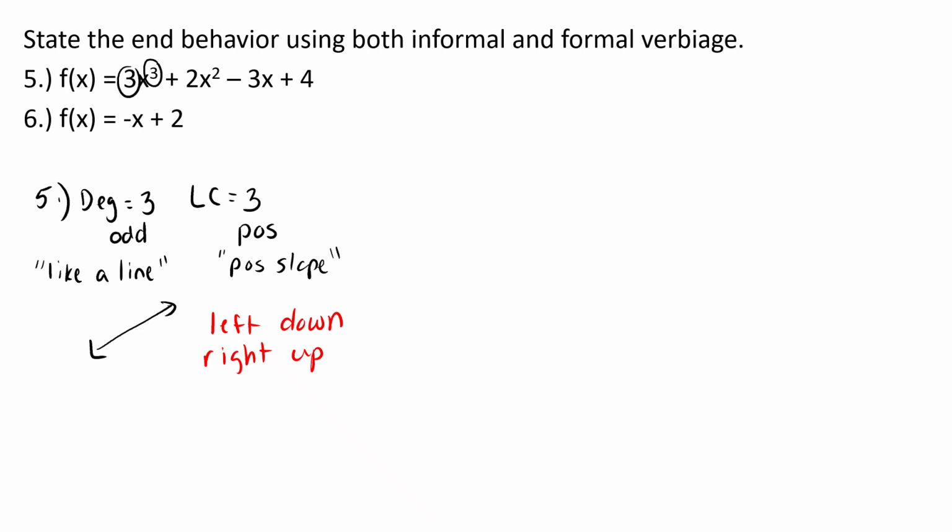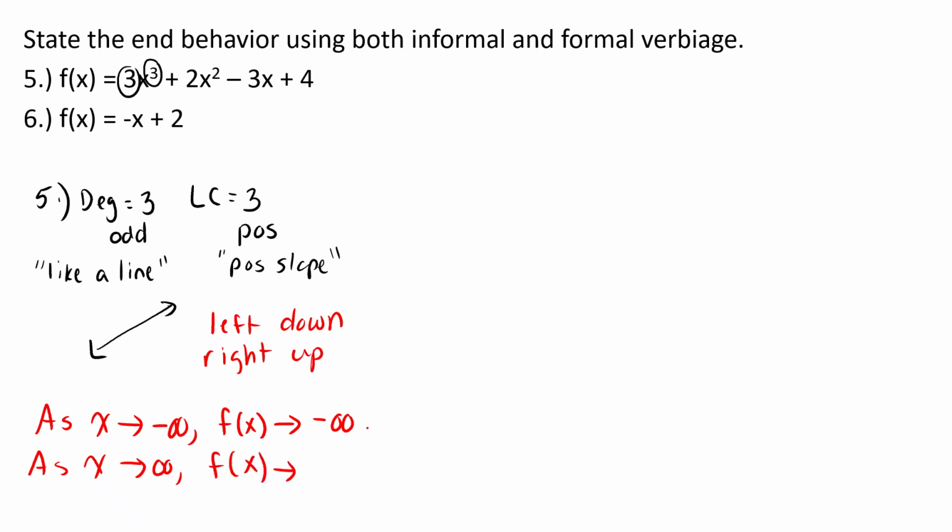In my more formal notation, to say left, I would say as x approaches negative infinity. And then to say down, I would say f of x approaches negative infinity. To get the right, I would say as x approaches infinity. And to say up, we would say f of x approaches infinity, or you could say y. I would say y is probably just as common.